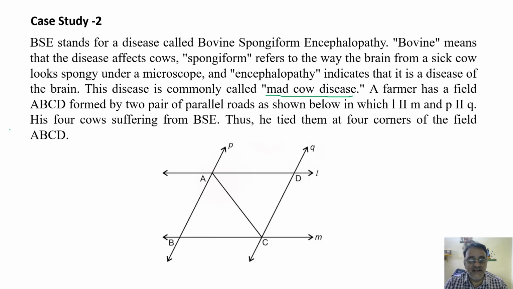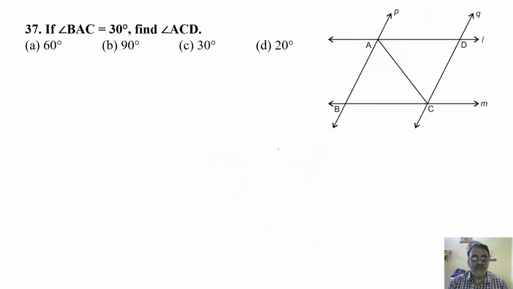A farmer has a field ABCD formed by 2 pairs of parallel roads as shown below, in which L is parallel to M, and P is parallel to Q. His 4 cows suffering from BSE, thus he tied them at the 4 corners of the field ABCD. Now based on this figure, a few questions are there. If angle BAC is 30 degrees, so what is the value of this angle? 30 degrees. Why? Alternate interior angles. Very good. So the correct option is C.